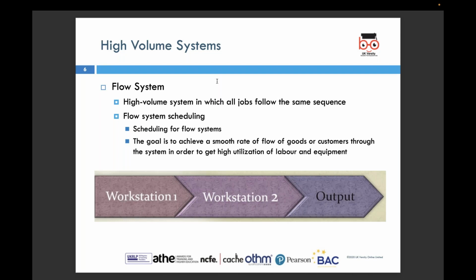Another critical aspect of flow system scheduling is considering the interdependencies among tasks. Some tasks may rely on the completion of previous tasks while others can be executed in parallel. By identifying these dependencies, we can create a well-organized schedule that minimizes idle time and keeps the flow steady.